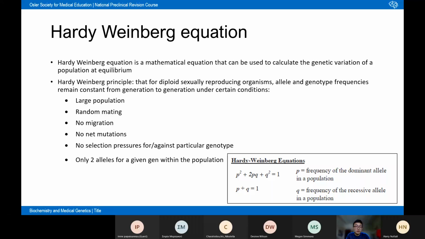So here is the equation. P and Q: P is referring to the frequency of the dominant allele in the population, and Q for the recessive allele. Subsequently, P squared is referring to the chance of being homozygous for the dominant allele, Q squared is homozygous for the recessive allele, and 2pq is the chance of being heterozygous, so a carrier.